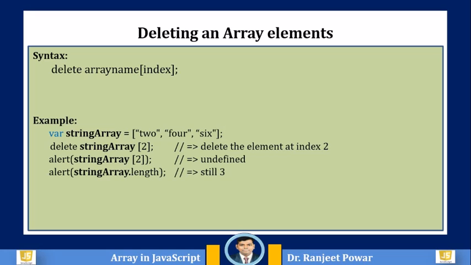Next is deleting array elements. To remove an element from an array, you can use the delete operator. Deleting an element does not affect the length property and the array becomes sparse. Also, elements with higher indexes to the right of the deleted element do not get shifted down to fill in the gap.